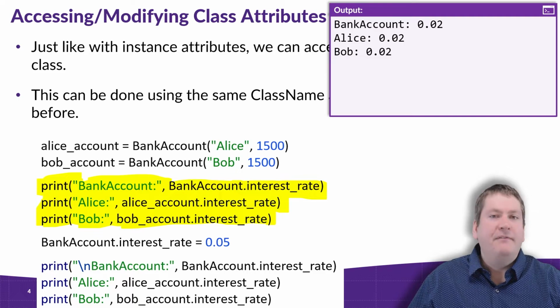All of the values are going to be 0.02. Now, if we happen to have an interest rate instance attribute as well as the class attribute with the same name, we'd call that a shadow copy, we might get a different result. We'll take a look at that more later in the lecture.